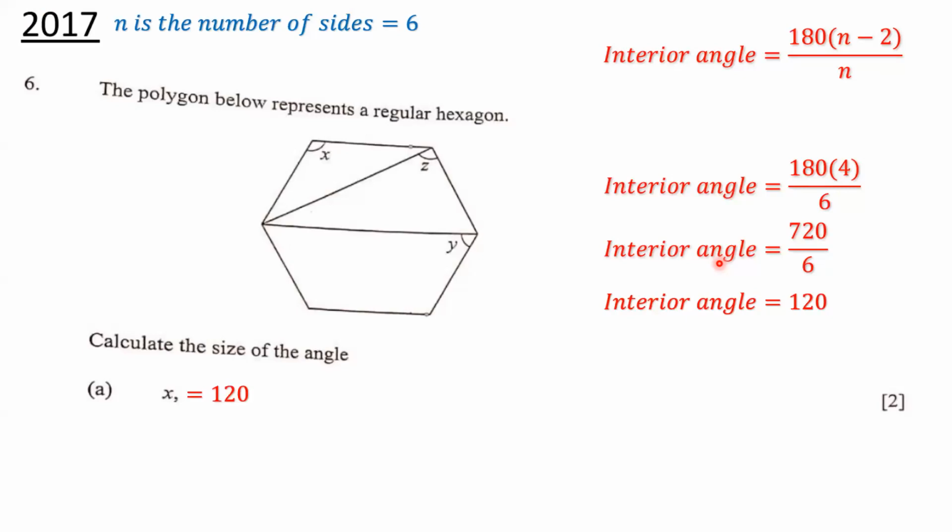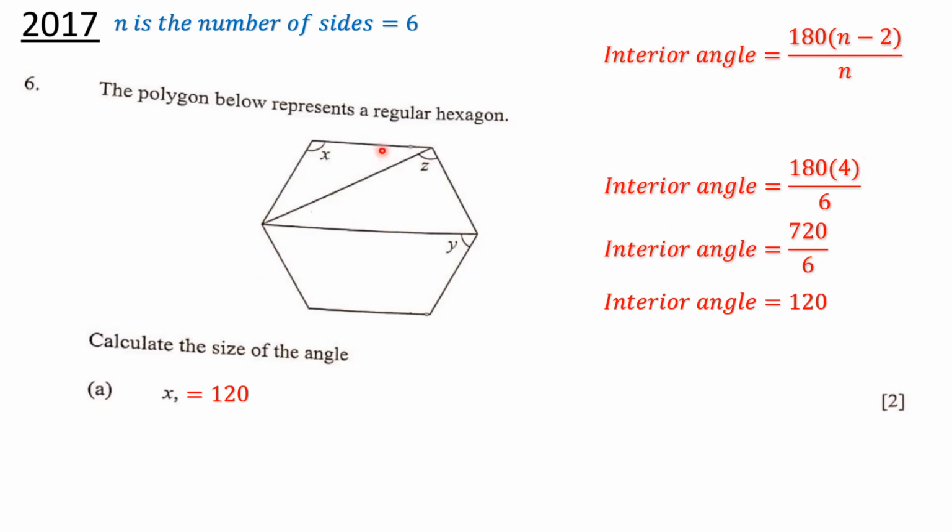The question says the polygon represents a regular hexagon. Calculate the size of angle x. All right. What is a hexagon? Well, a hexagon is a shape that has 6 sides. And this is a regular hexagon, so that means that all sides and all angles are equal.